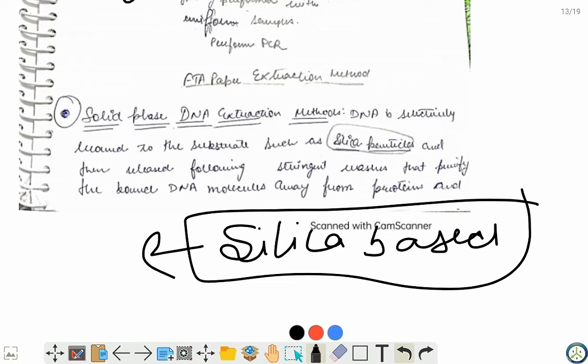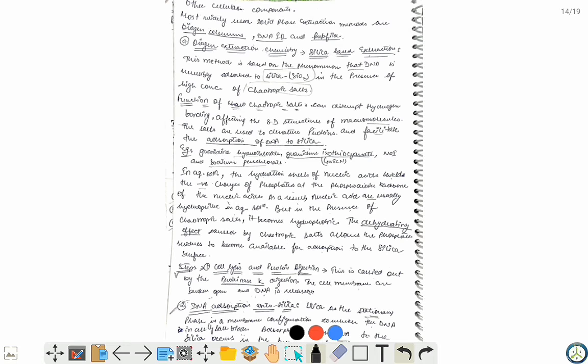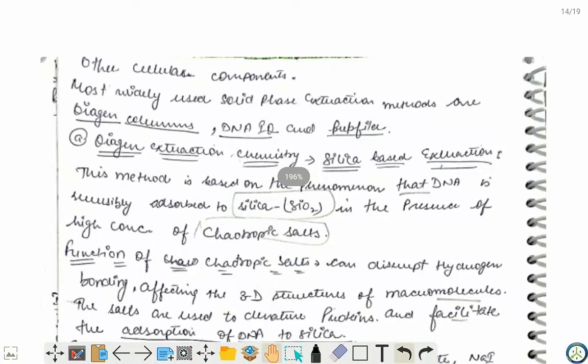Okay, then we have to do washing, which purifies the bound DNA molecules away from the proteins and lipids and other cellular components. Most widely, we have different methods of solid phase extraction, such as spin columns, magnetic beads and pulp filler. Okay, these are the different methods of DNA solid phase extraction. So first is the spin column extraction.